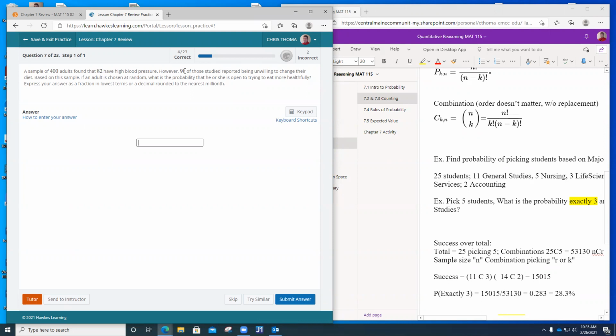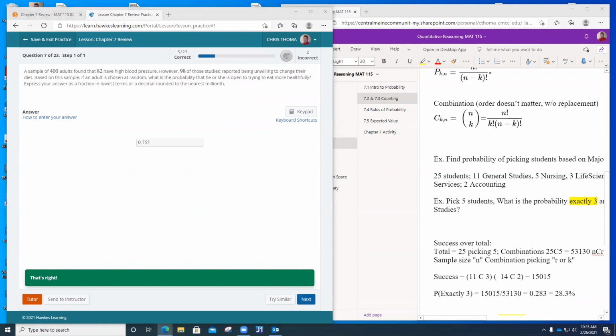Oh, so it should be just 400 minus 98. It's 302. So that's how many people are willing to change their diet. And we're just going to divide that by the total of 400. So 0.755. I know I'm not writing a lot of things, I'm mostly talking here, but 98 are unwilling. So how many are willing? Well, you take 400, subtract 98, which gives you 302. That is our event, that is our success. And remember, probability is success over total. And I just put it into my calculator.